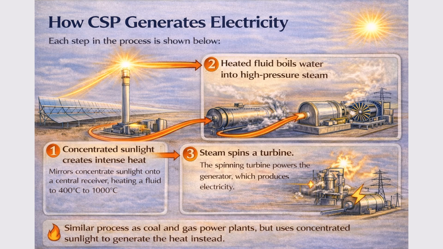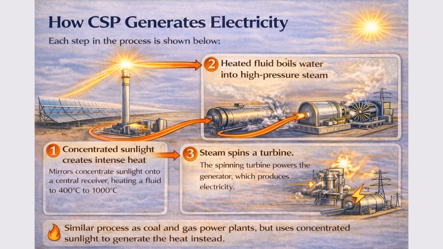Step 2, the heated fluid boils water into high-pressure steam. That steam is then piped to the power block. Step 3, the steam spins a turbine, which drives a generator to produce electricity. What makes CSP particularly interesting is that the process from Step 2 onwards is virtually identical to a traditional coal or gas power station. The only difference is that concentrated sunlight replaces the fossil fuel burner.